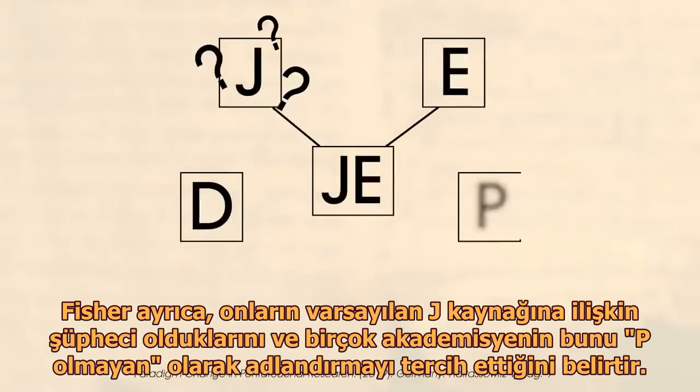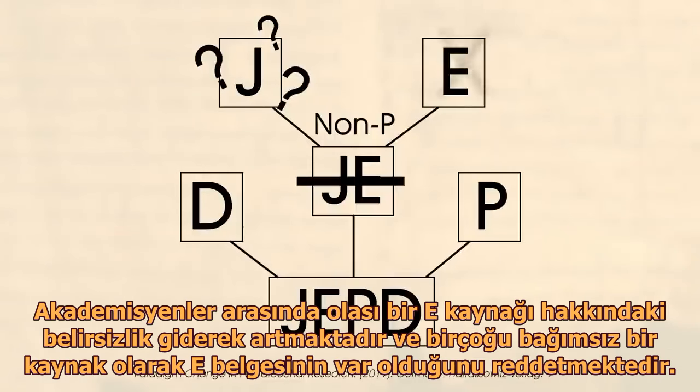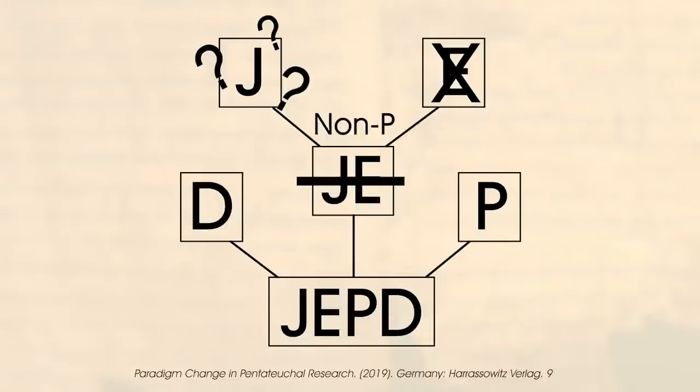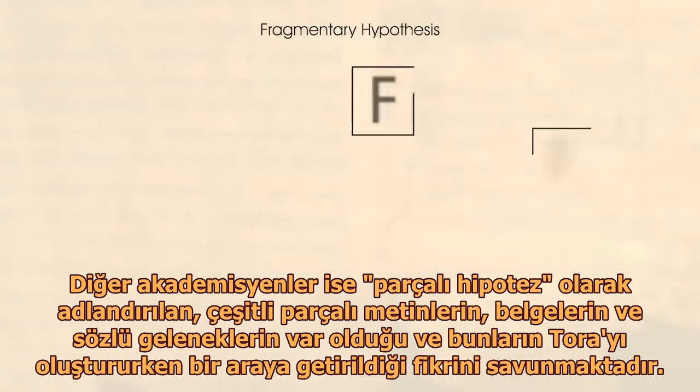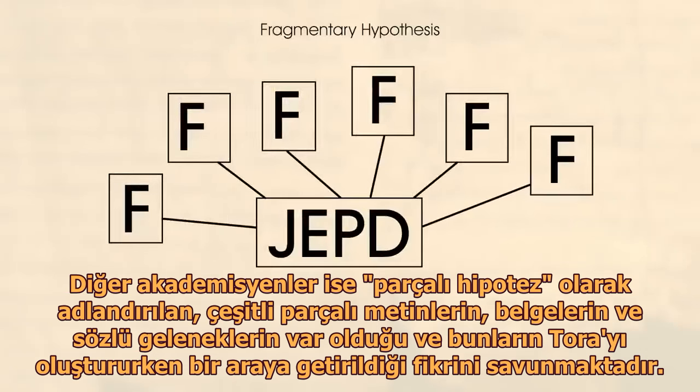Fisher also notes their skepticism about the hypothesized J source, and many scholars have opted to refer to it as non-P. Uncertainty about a possible E source is further increased among scholars, and many deny it ever existed as an independent source. Other scholars hold to what is called the fragmentary hypothesis, which is the idea that there were various fragmented texts, documents, and oral traditions, and were combined when forming the Pentateuch.